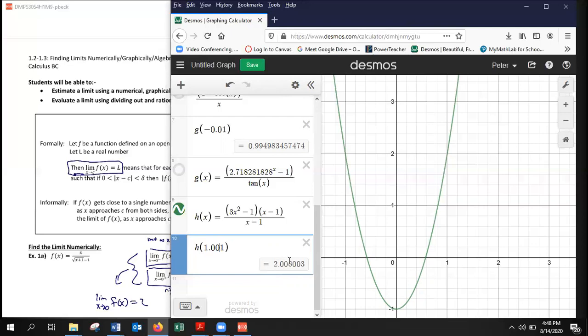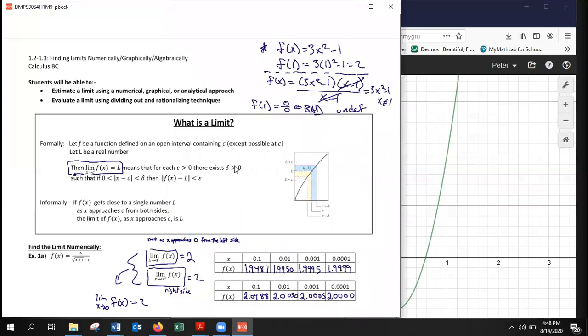And what if I said, you know what, 6 thousandths is not close enough for me? Can I get closer? We can just keep getting closer with the x value to come up with a y value that's close enough. This idea of close enough goes into the heart of what the limit definition says.